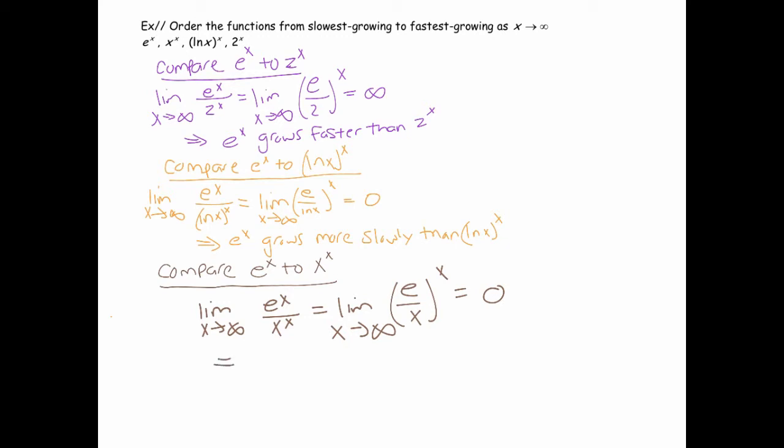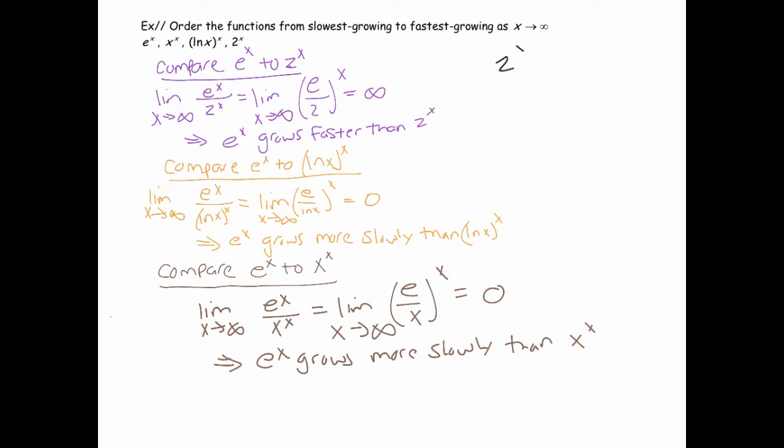So now this shows us that e to the x grows more slowly than x to the x. So at this point we don't have to do many more comparisons. We've got 2 to the x has to be at the start of the list, right? Because e to the x grows faster than it, but e to the x grows more slowly than the other guys. So we're ordering from slowest to fastest.